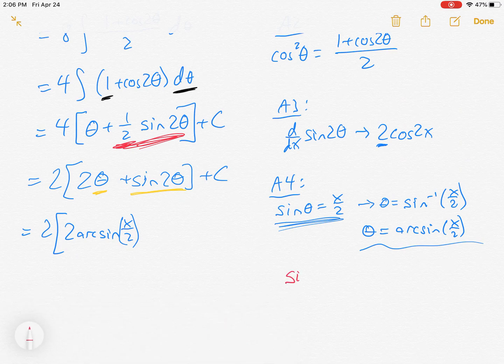Now, what's with the sine 2 theta? Can I just double this? Hopefully the answer is a strong no. You cannot double it. That's not how it works. Let's write this comment here: sine 2 theta is not equal to 2 sine theta. No. That 2 is in the argument. You can't just pull it out front.